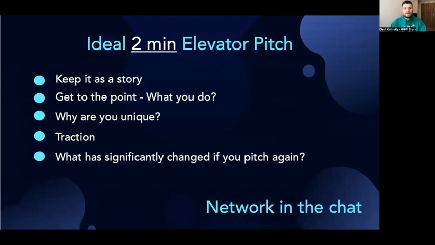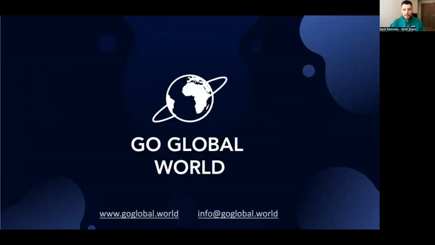And finally, the ideal 2-minute elevator pitch: keep it as a story. Get to the point of what you do and why you're unique. And of course, don't forget to say about your traction. And if you pitched before, tell us what significantly has changed if you pitch again. And that's it. If you have any questions to me or my team, this is our website and our email.